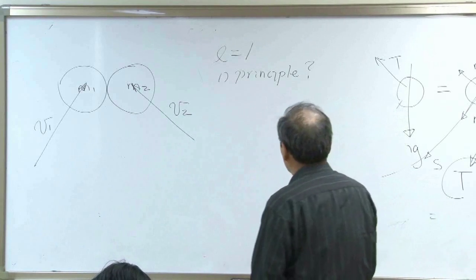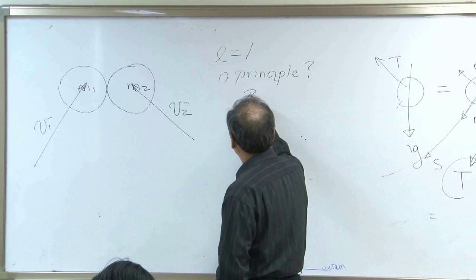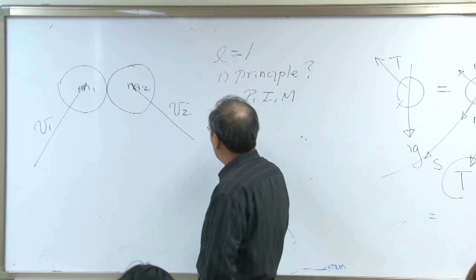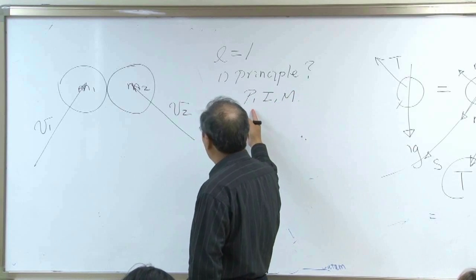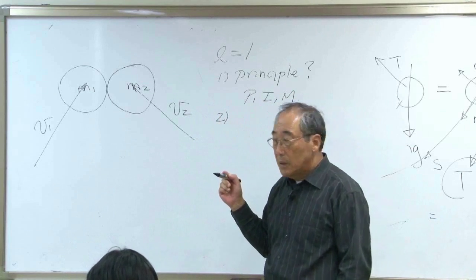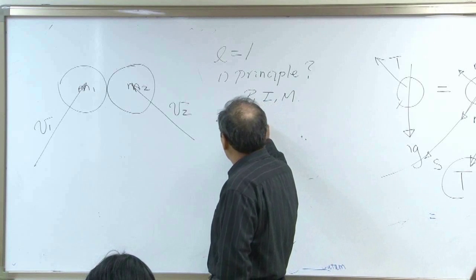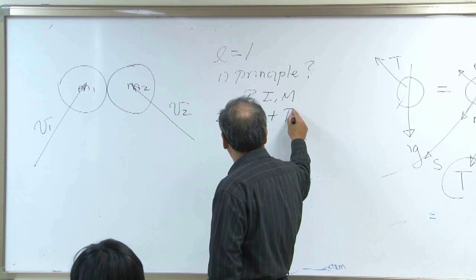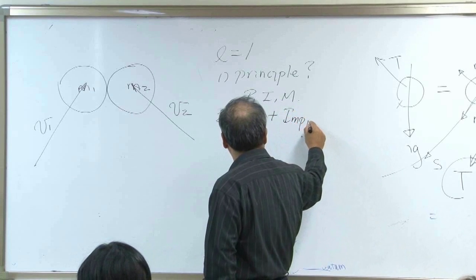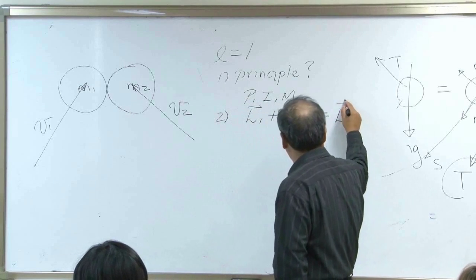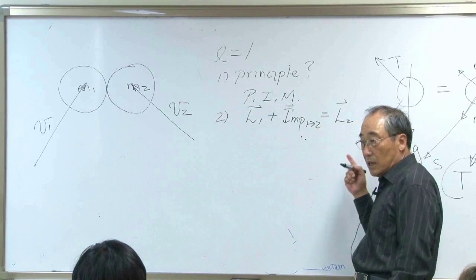Because it involves velocity and impact, what would be the best candidate principle? The principle of impulse and momentum. Okay, we select that. Second, how to implement the principle of impulse and momentum? It says the linear momentum at state 1 and the impulse has to be balanced by the linear momentum at state 2.